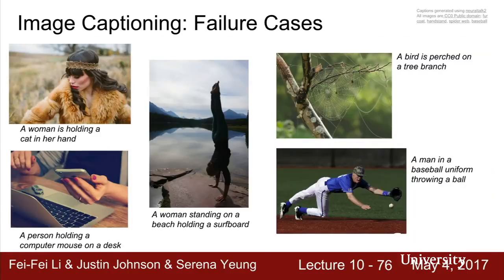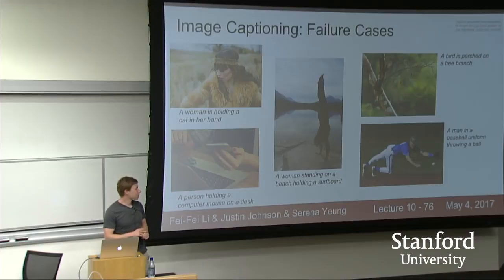But that being said, these models are really not perfect. They're not magical. Just like any machine learning model, if you try to run them on data that was very different from the training data, they don't work very well. So for example, in this example, it says a woman is holding a cat in her hand. There's clearly no cat in the image, but she is wearing a fur coat, and maybe the texture of that coat kind of looked like a cat to the model. Over here, we see a woman standing on a beach holding a surfboard. Well, she's definitely not holding a surfboard, and she's doing a handstand, which is maybe the interesting part of that image, and the model totally missed that.